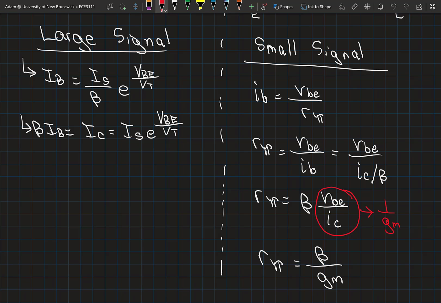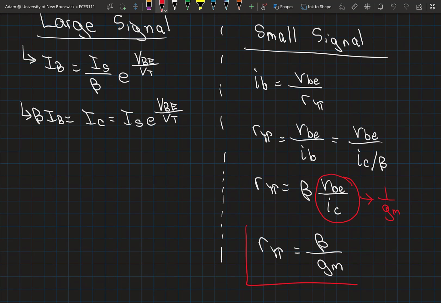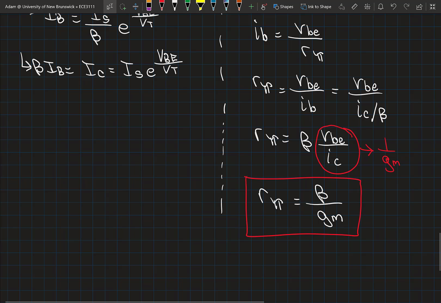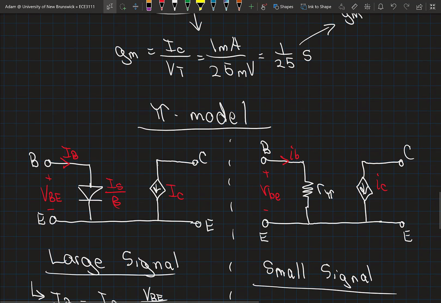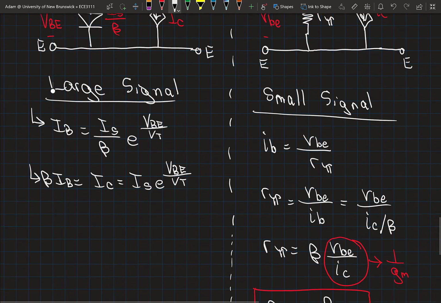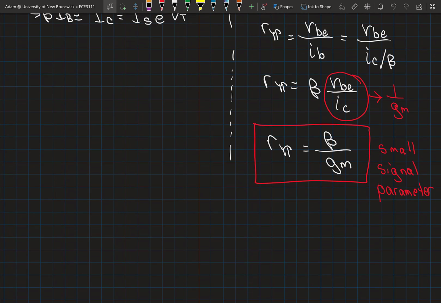Okay, so here is a third important small signal parameter that will be used in our small signal analysis, at least if we're using a pi model. I should point out that this pi model is often actually referred to as the hybrid pi model.